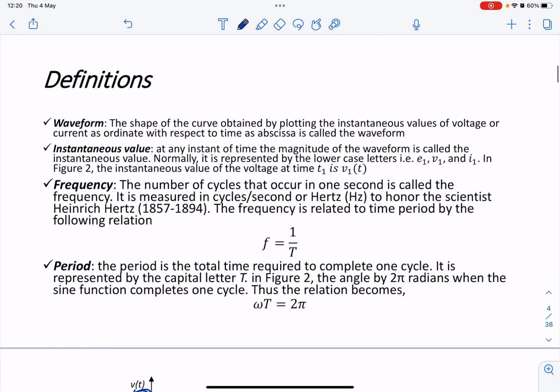Now frequency. Frequency is the number of cycles that occur in 1 second, is called the frequency. It is measured in cycles per second or hertz to honor the scientist Heinrich Hertz. The frequency is related to time period by the following relation. So frequency, your formula is 1/t.